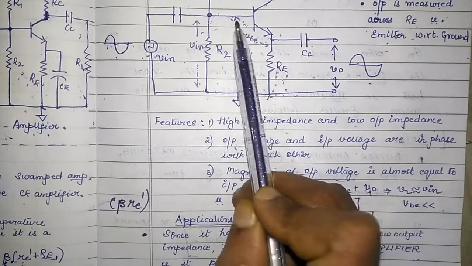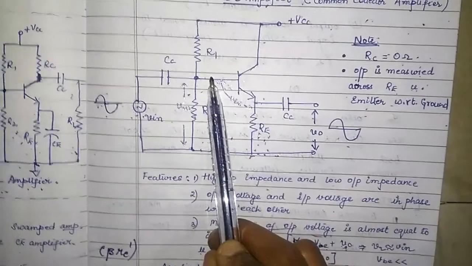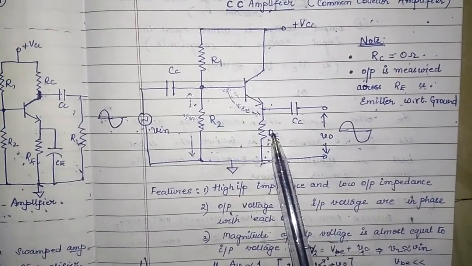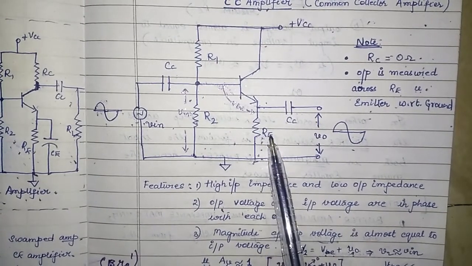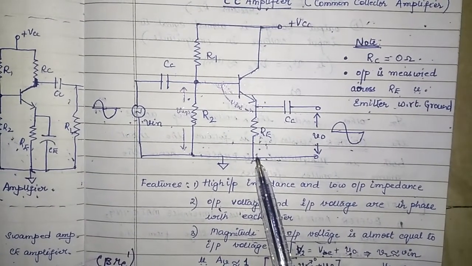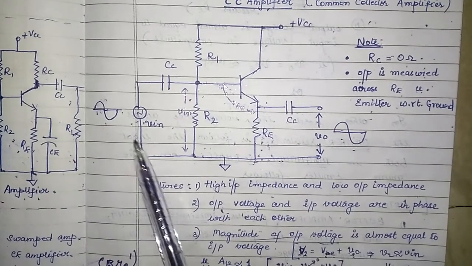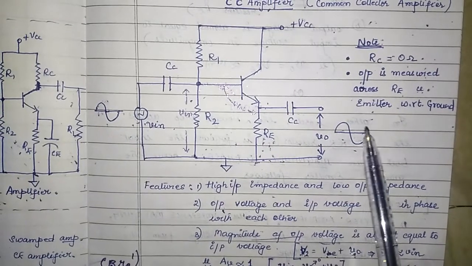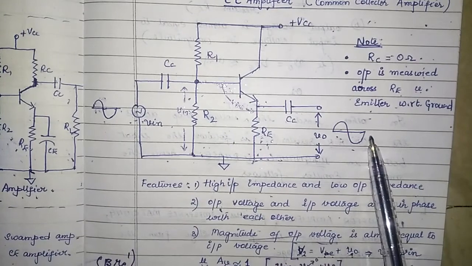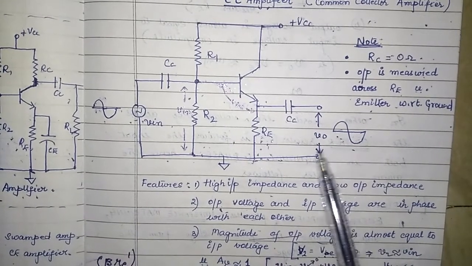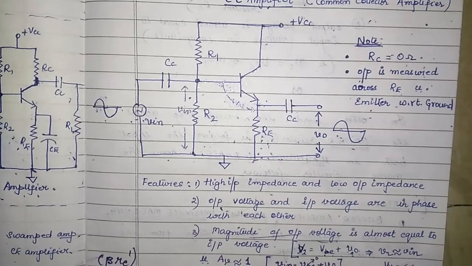The emitter base junction, as you know in CE amplifier, emitter base junction gets forward biased. So base current increases, which means that the emitter current also increases. If emitter current increases, IERE increases. IERE increases means the voltage drop across RE increases, which means the output voltage also increases. What did you observe? If there is an increase in input voltage, there is also an increase in output voltage. If there is a decrease in input voltage, there is also a decrease in output voltage. So this is how you can conclude that the output and input are in phase with each other.